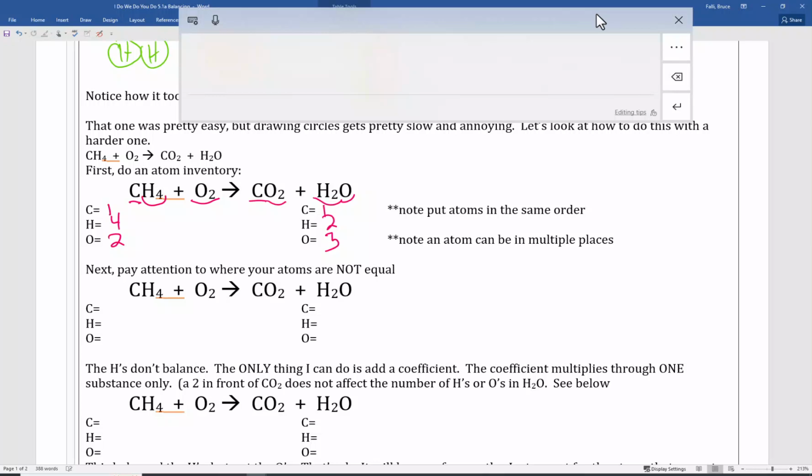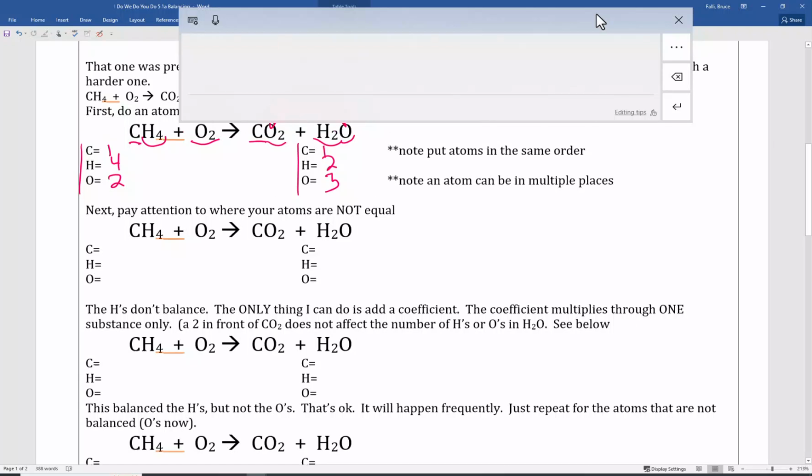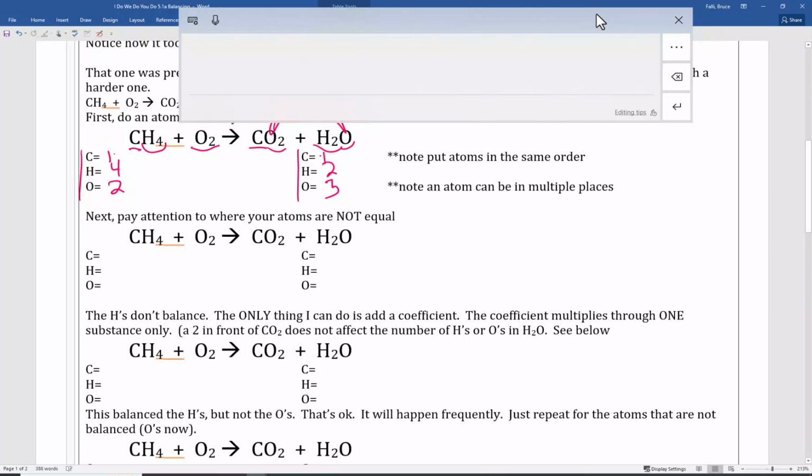Okay? So I put them in the same order: C, H, O. Note how an atom can be in multiple places. Right? Okay, so look and see which ones are not equal. So carbons are equal, hydrogens are not. So you want to start with the easiest ones, okay? So the H's don't balance. Notice they don't balance because 4 versus 2.